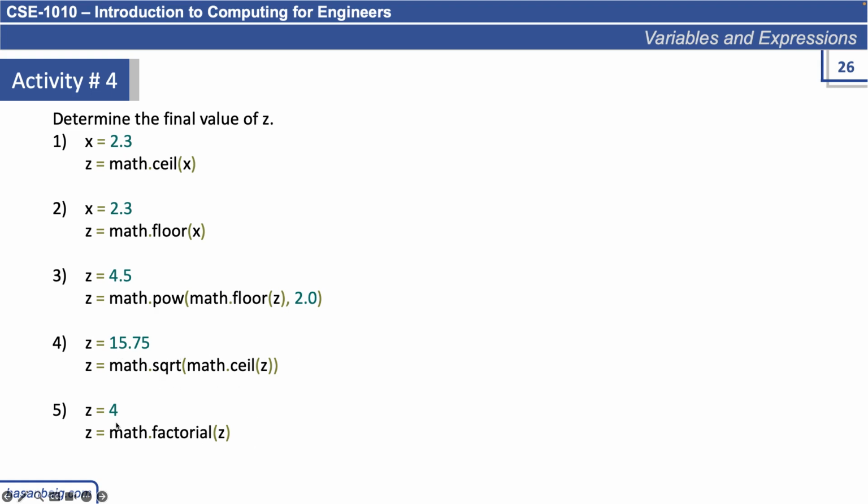Similarly, z equals 4. You can calculate the factorial, which would return the factorial of whatever value we pass in.